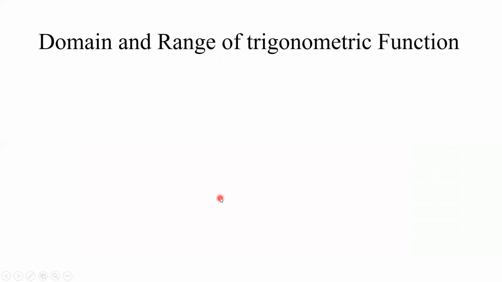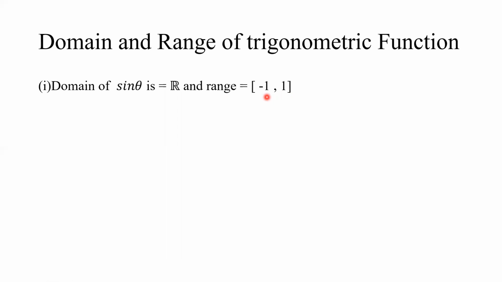Now, domain and range of trigonometric function. Domain of sine theta is R, and if value of theta is R, that is any real number, we will get range from -1 to 1, so that maximum value of sine theta is 1 and minimum value is -1. To make graph, this value will be important and it will help us.